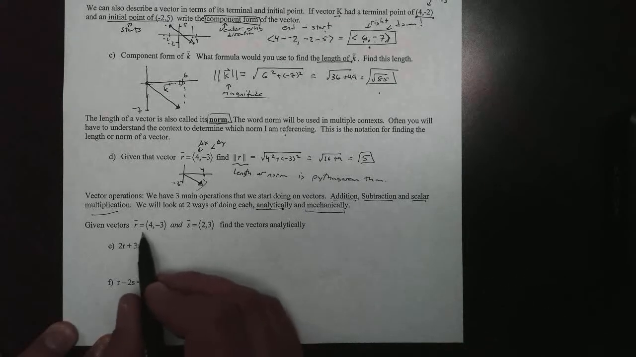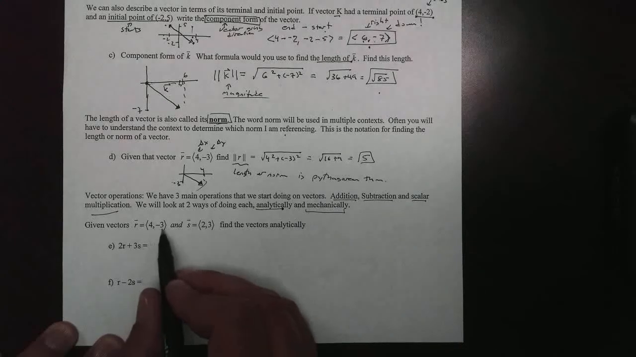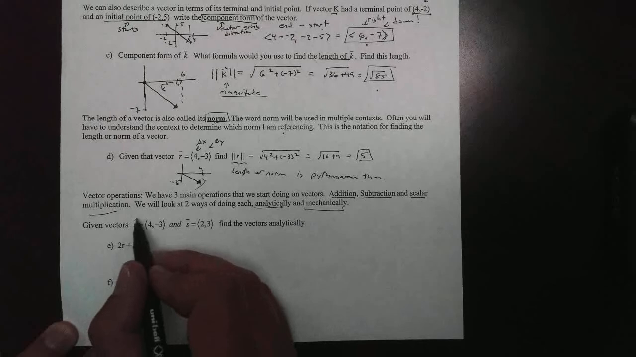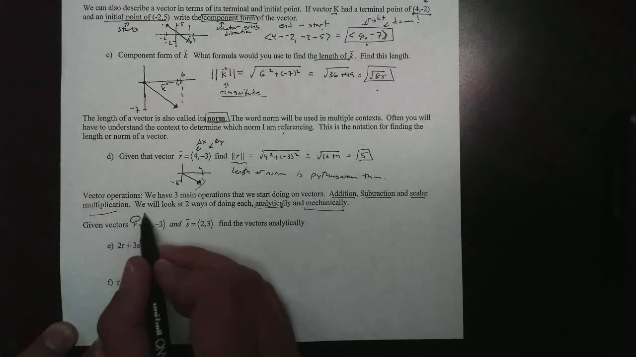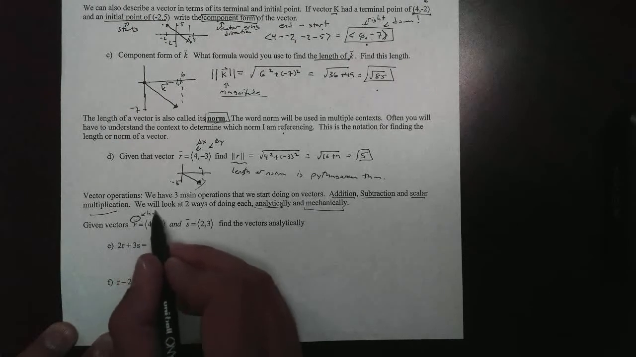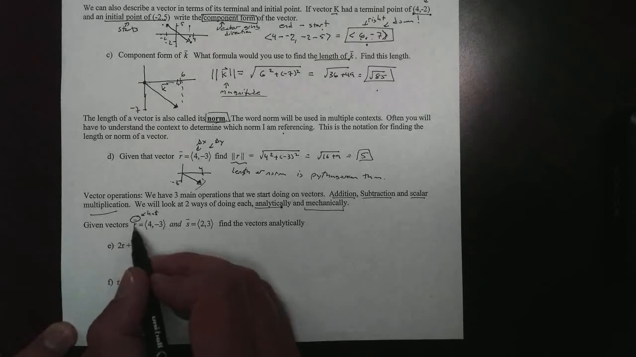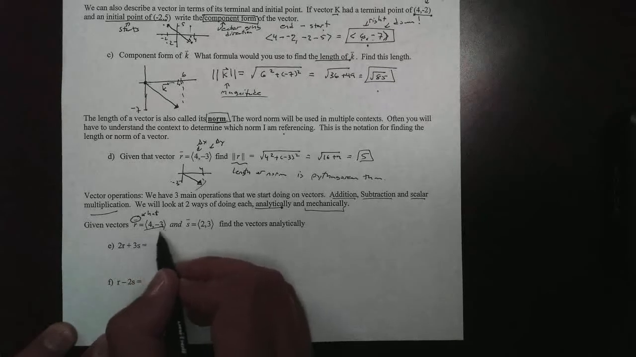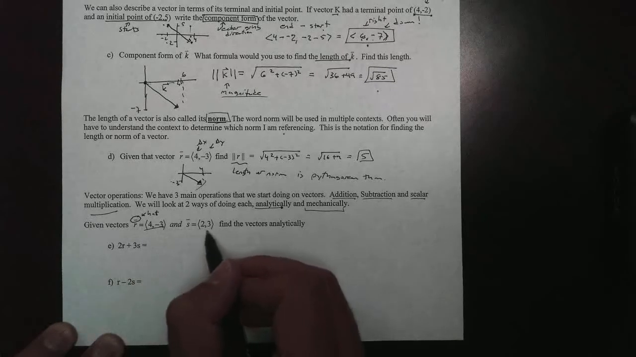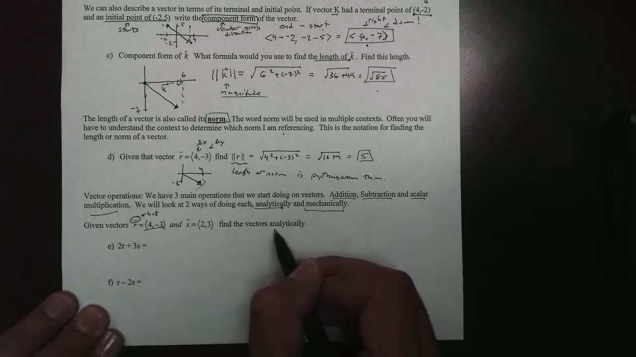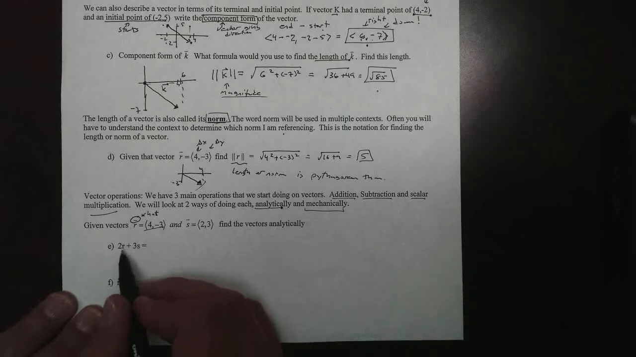So if we're given the following vectors, r is in the direction 4, negative 3, and s, remember this little symbol right here, that we didn't talk about, it's called a hat, like I'm wearing a hat, pronounced r hat. This is just basically saying that this is a vector. s hat is given by the direction 2, 3. We want to find the following vectors analytically. And it's very simple, it's just algebraic.